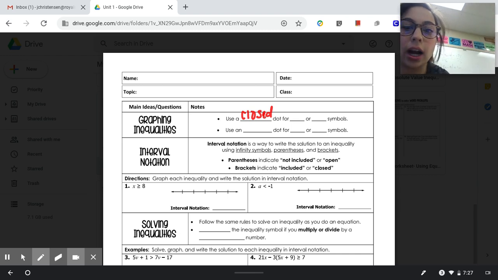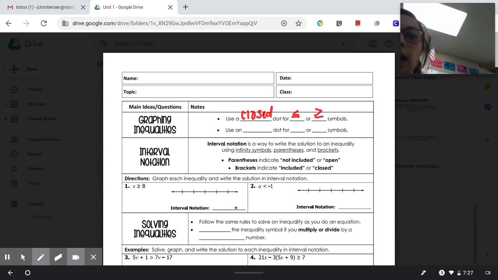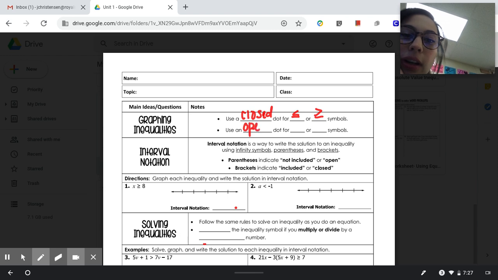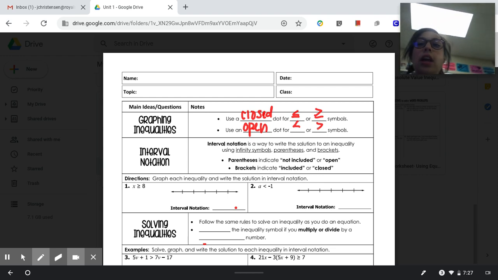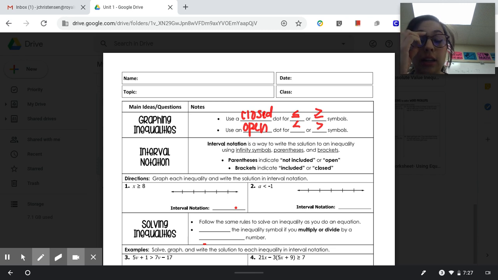Use a closed dot if we have a less than or equal to or greater than or equal to symbol. And we're going to use an open dot for less than or greater than symbols. Note the difference here. One is less than or equal to, and one is just less than. The equal to means that whatever value you're talking about being less than or greater than, it can also be equal to that number. So it's an equal sign and a less than or greater than sign.